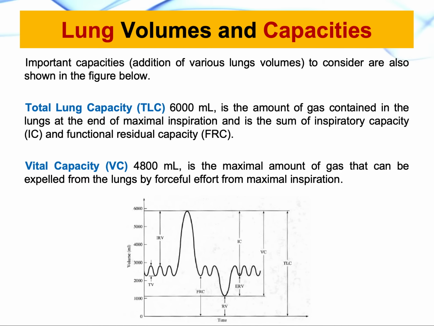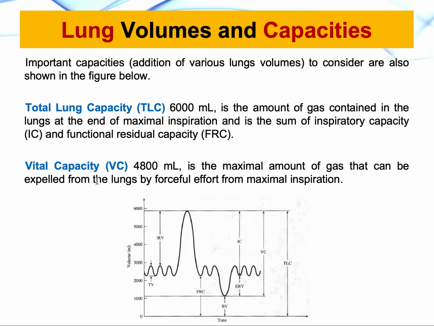We have four important capacities that I would like to explain. The first one is something called total lung capacity, which is TLC, and this is about 6,000 milliliters, and it's the amount of gas contained in the lung at the end of the maximum inspiration. So if you are breathing normally, at the top of your normal inspiration, take as much air as you can, and from 0 to that point is our total lung capacity.